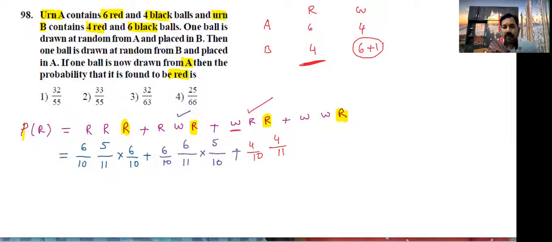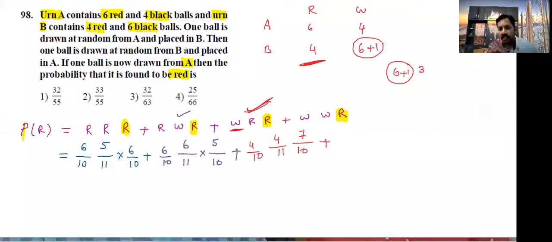Here we selected a white color ball. At that time, 6 red, 3 white. We placed it in the second bag. In the second bag, we selected a red color ball and placed it again in A. So that means in urn A, a red color ball is going to increase. But the total is the same, 10. Out of 7 red color balls, select 1. That is 7 by 10 plus.